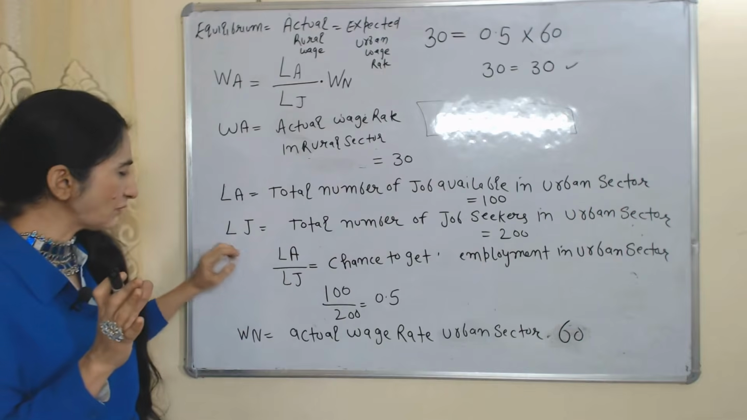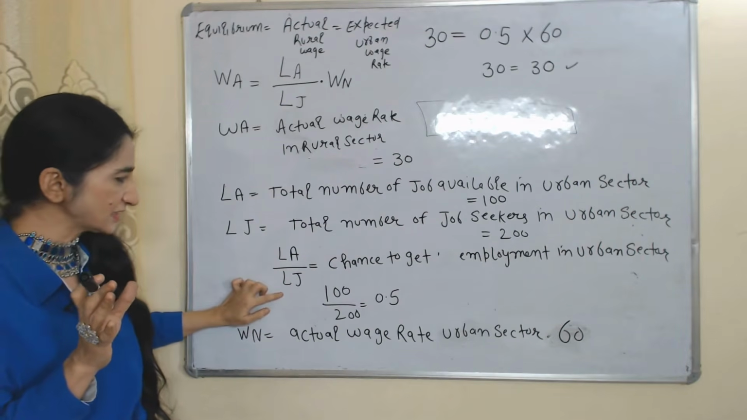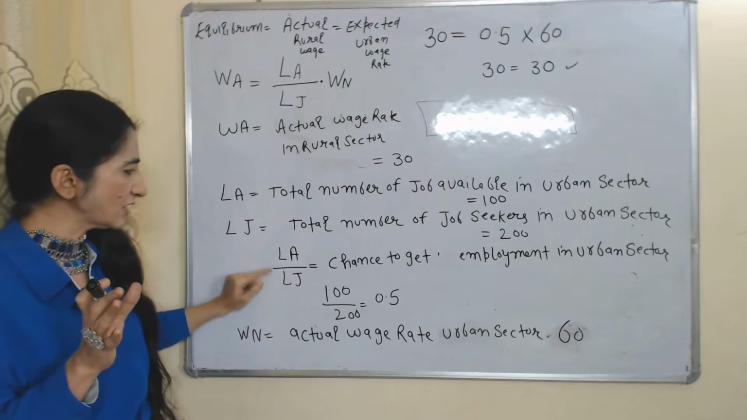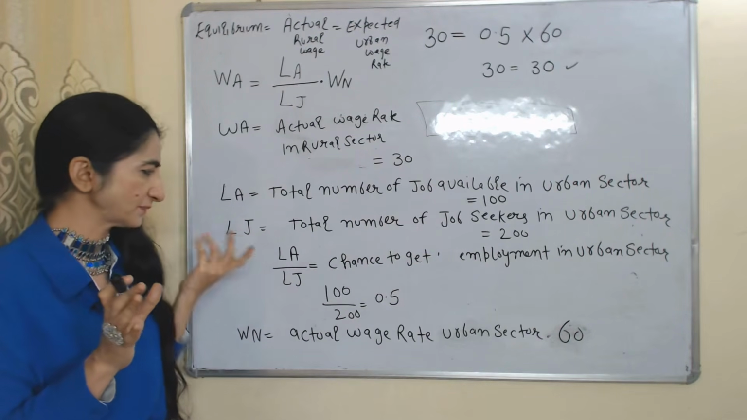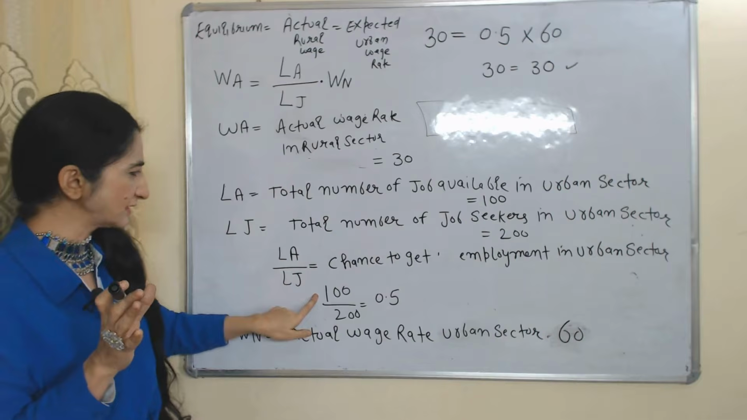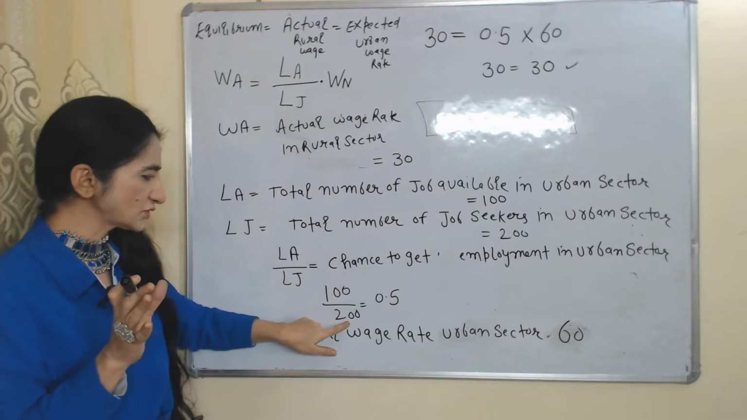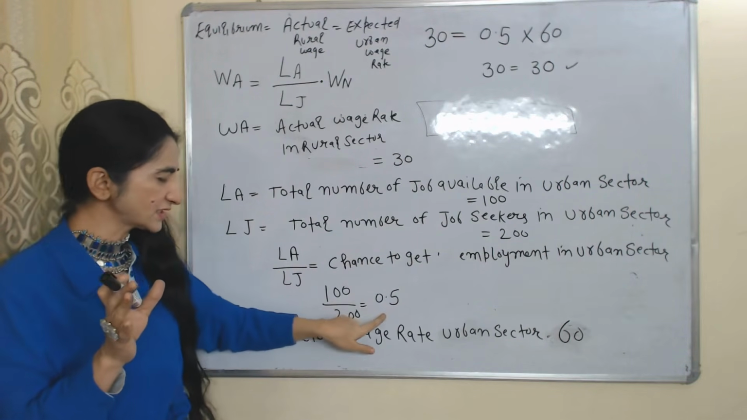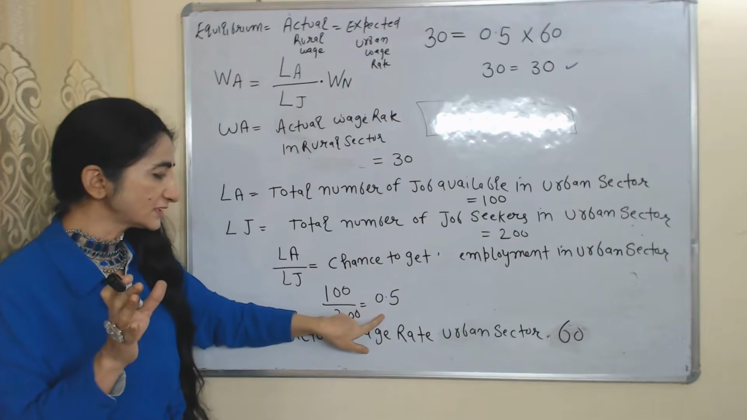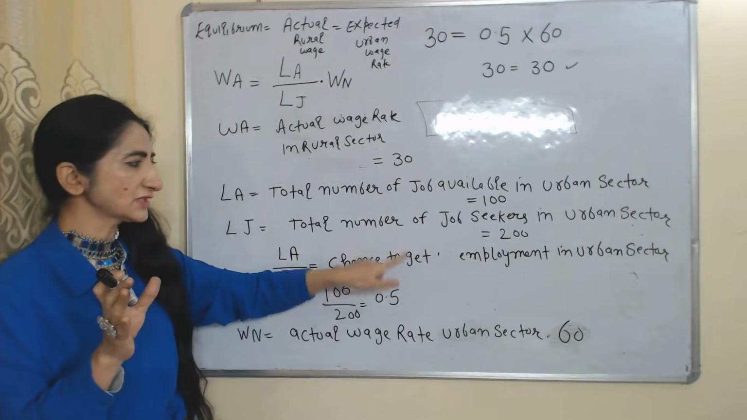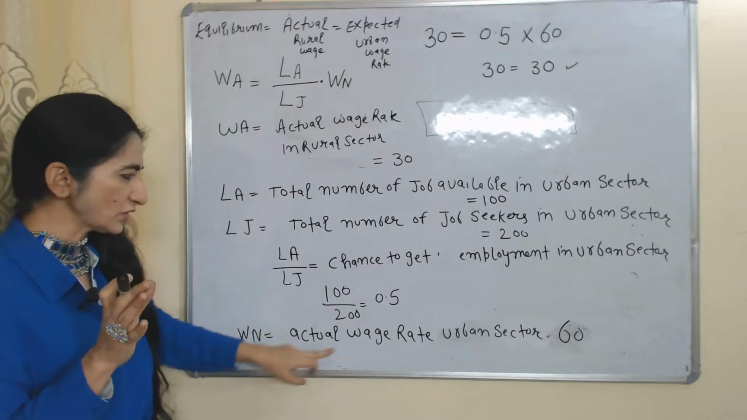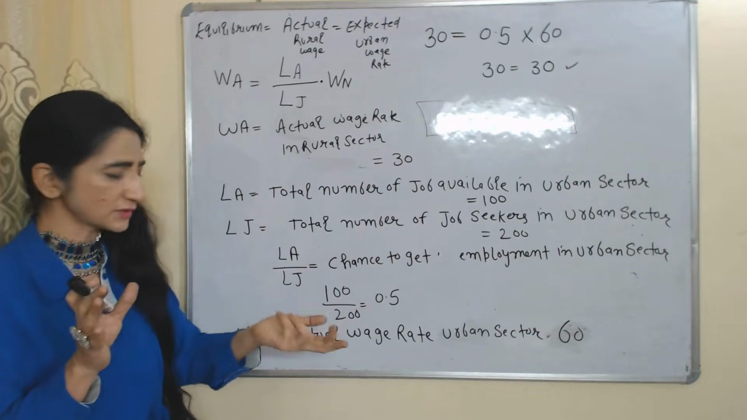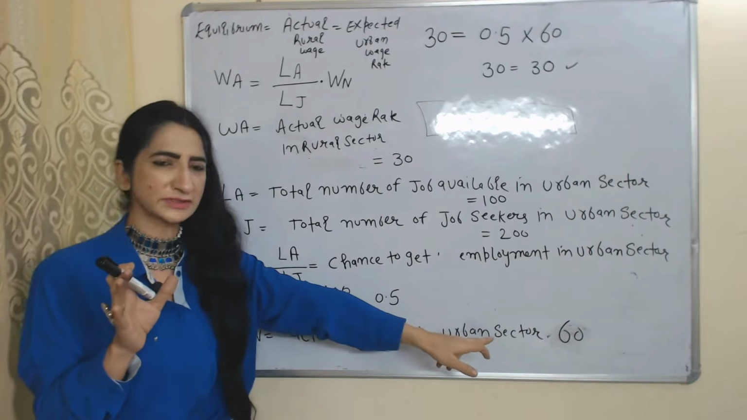When we divide LA by LJ, LA over LJ is equal to the chance to get employment in urban sector. Value of LA is 100 and value of LJ is 200. 100 over 200 is equal to 0.5. This 0.5 will be called chance to get employment in urban sector. And WN is actual wage rate in urban sector and we assume WN = 60.